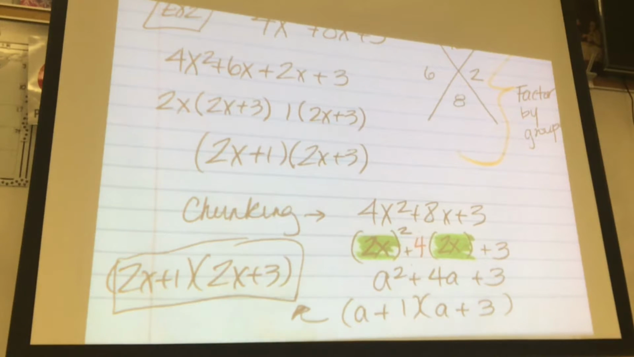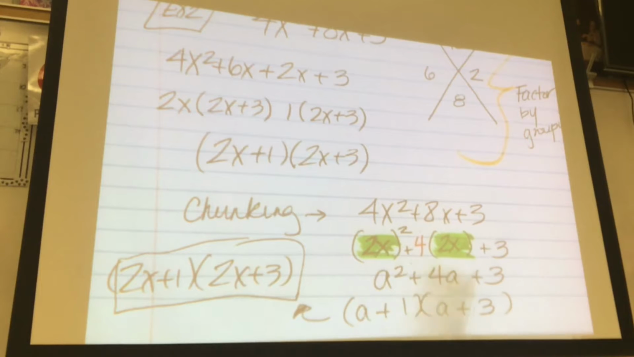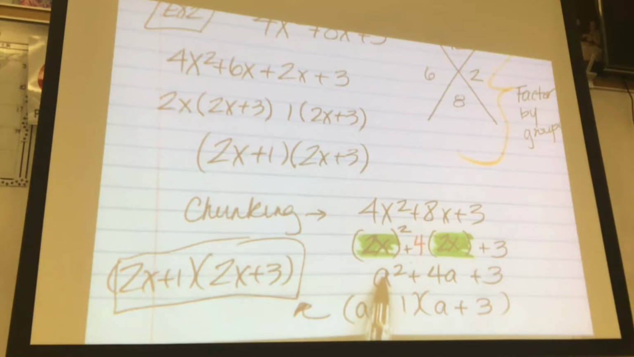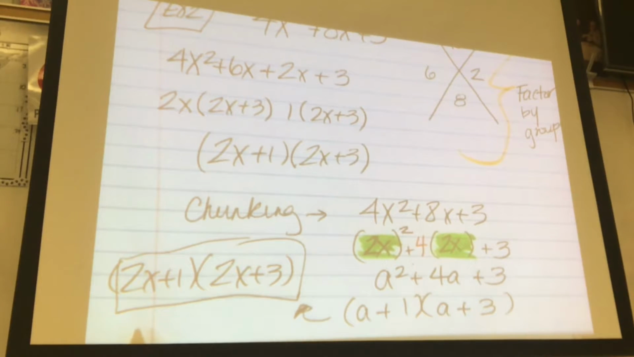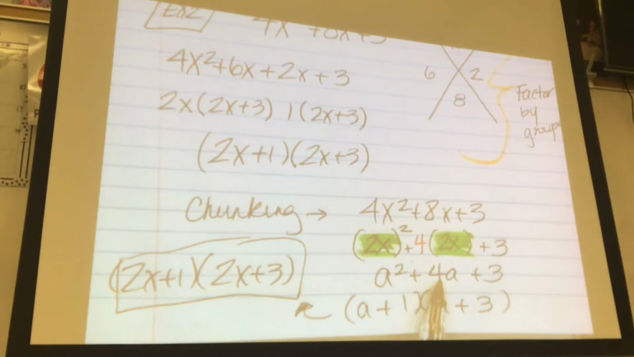What you're doing, Liz, is you're saying, I don't want to deal with these two x's. I'm just going to make it a whole letter by itself. So instead of 2x, I'm just going to call it a. Then I'm going to figure it out. Then I'll just put it back when I'm done. That's what you're doing. We just left 4a by itself. Isn't 2x a?